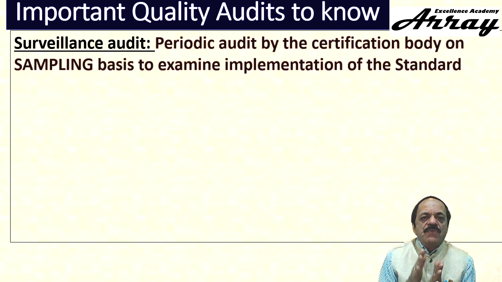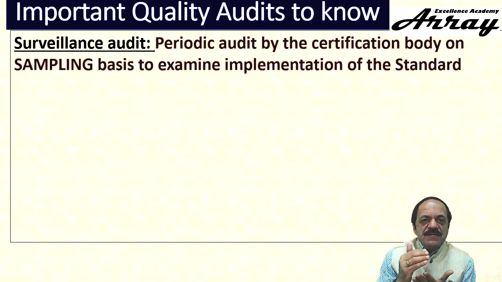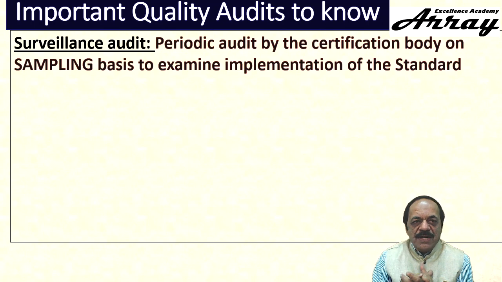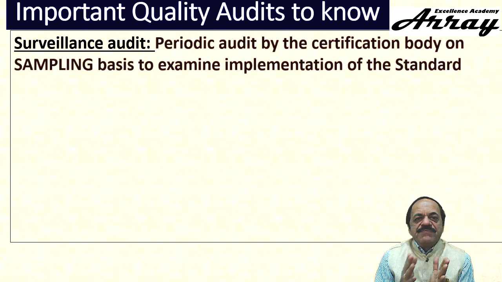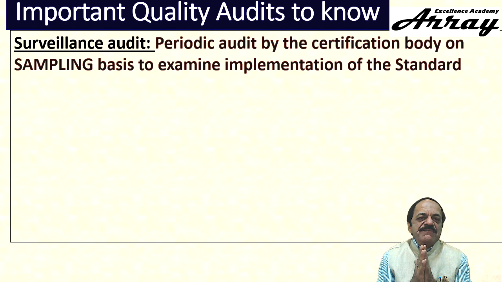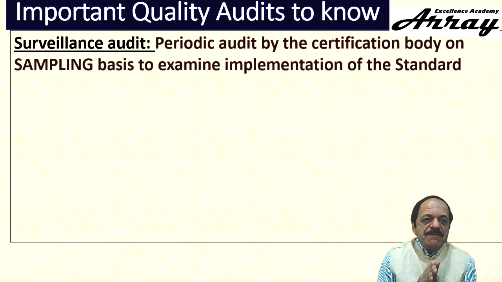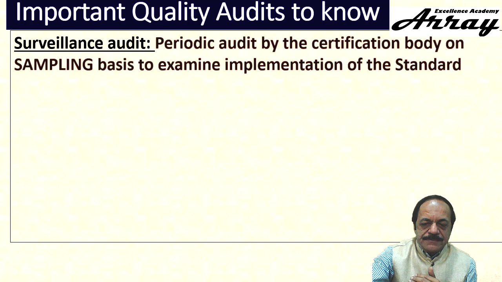Generally, this happens once in a year. That means there will be one surveillance audit after 1 year of certification. There will be one more surveillance audit after 2 years of certification, with a gap of 1 year again. And finally, the audit that happens in the 3rd year becomes the recertification audit. Now, a surveillance audit is a periodic audit by the certification body on a sampling basis. When they come for surveillance audit, they may not check all the requirements. They may check the requirements fulfillment by picking up some sample clauses and then doing the audit.